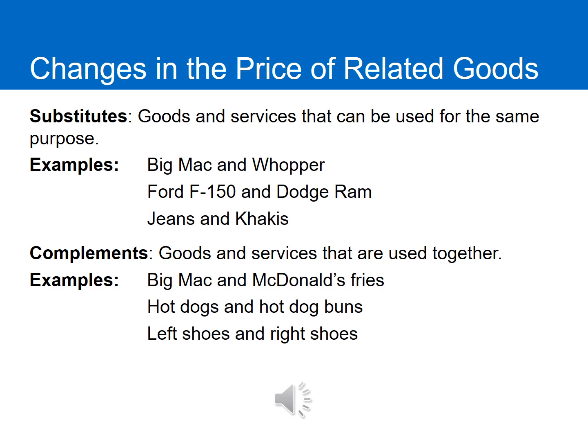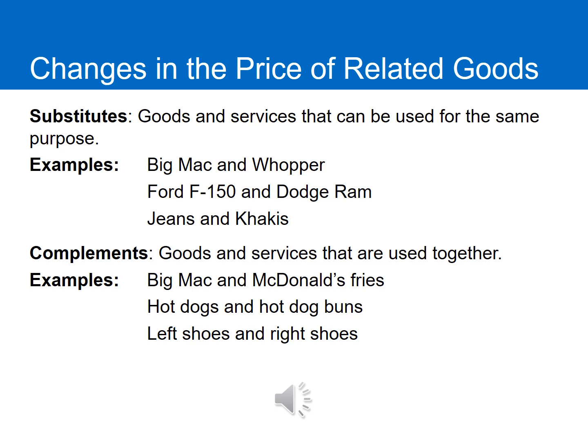Next is the change in prices of related goods. So substitutes, these are goods and services that can be used for the same purpose. So for example, the Big Mac and Whoppers, a Ford F-150 and a Dodge Ram, jeans and khakis. These are goods that just fill a similar need.